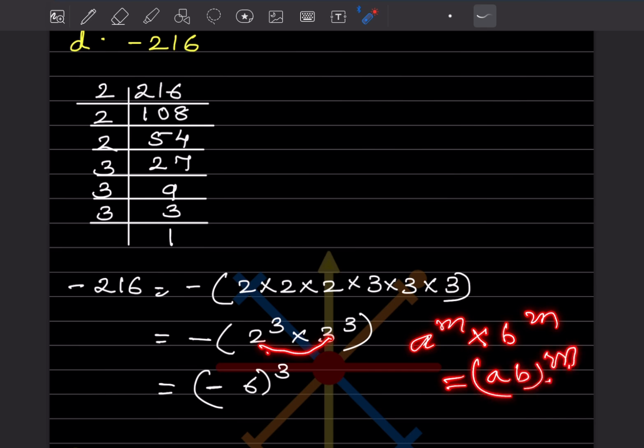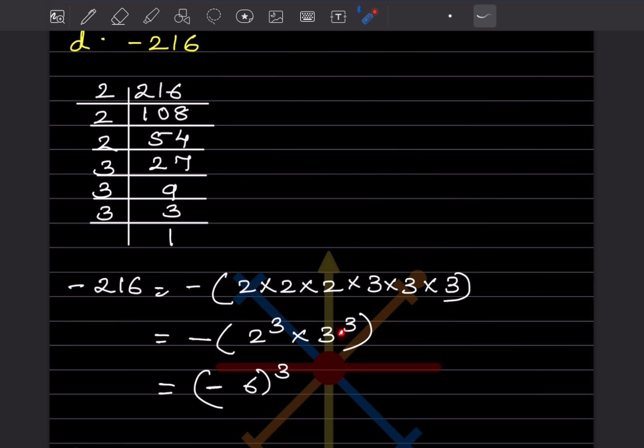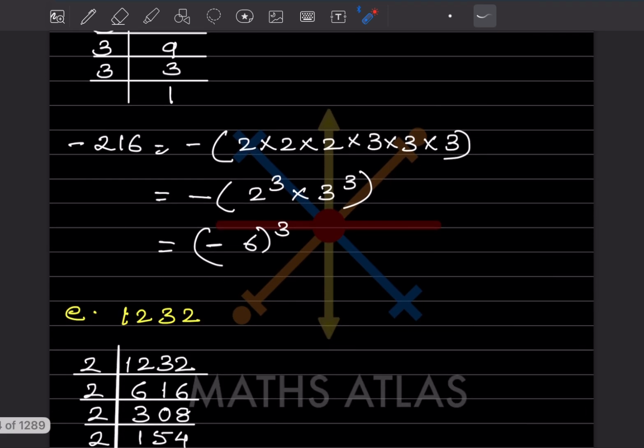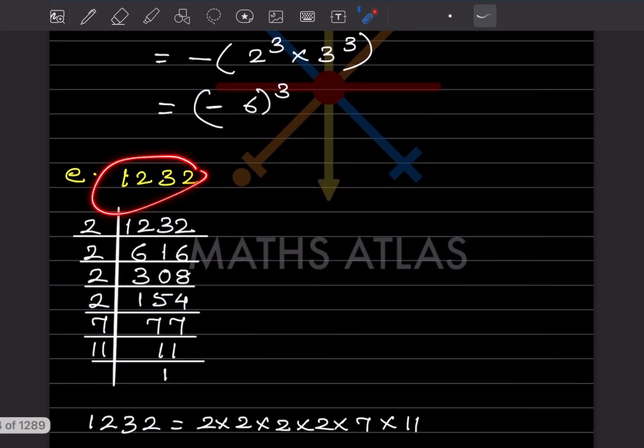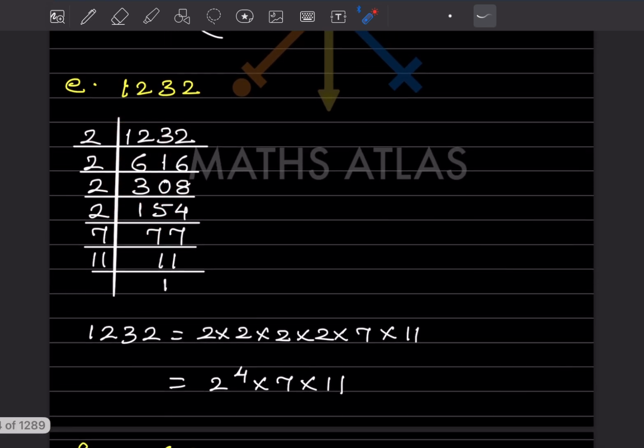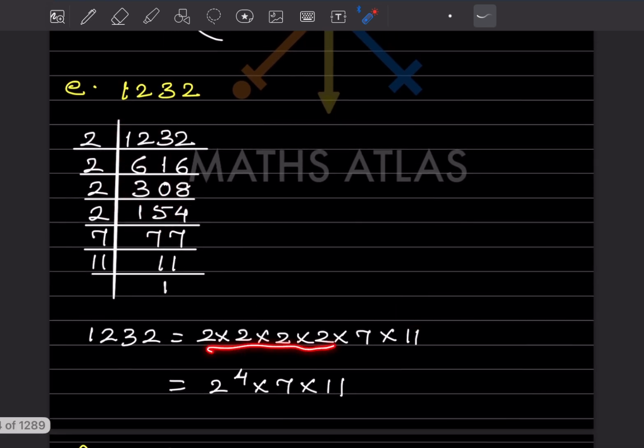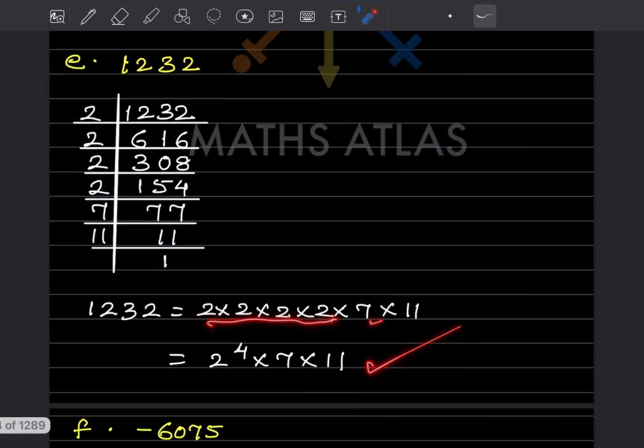So the base you are going to multiply and the power you are going to keep the same, and this is minus, so you will write your minus. So this is going to be 6 and this will be raised to 3. Again for this, these are the factors of it. So how many times is 2 there? 2 raised to 4, and this will be 7 and 1. So this is the answer.